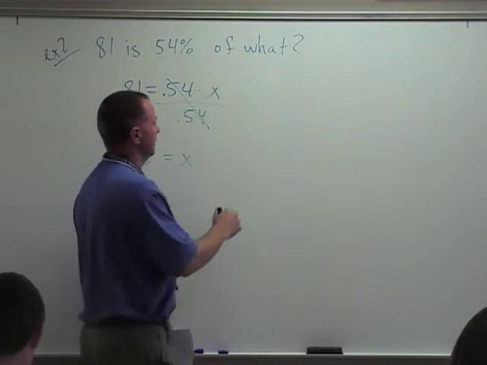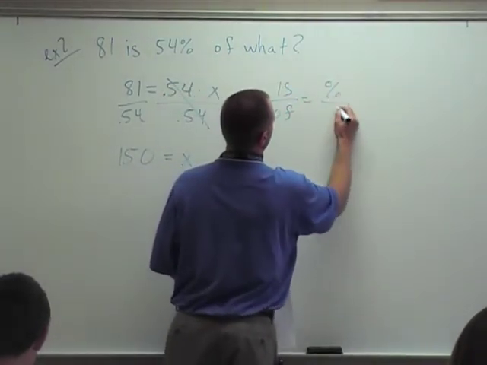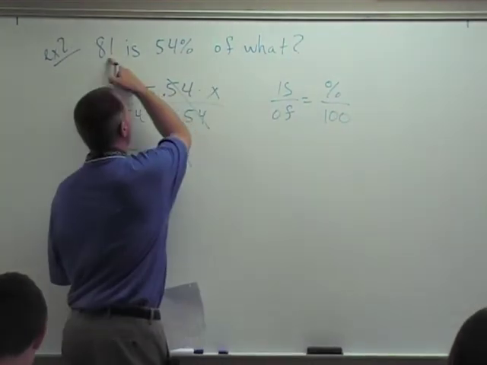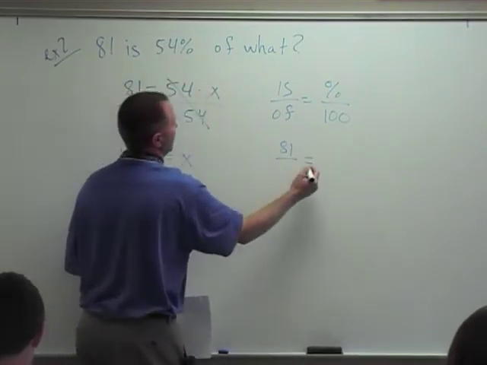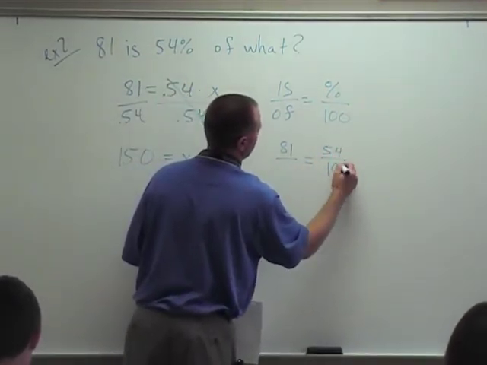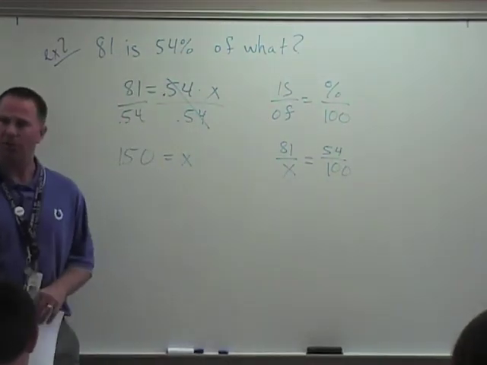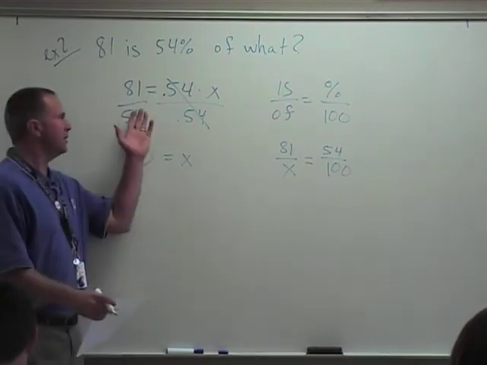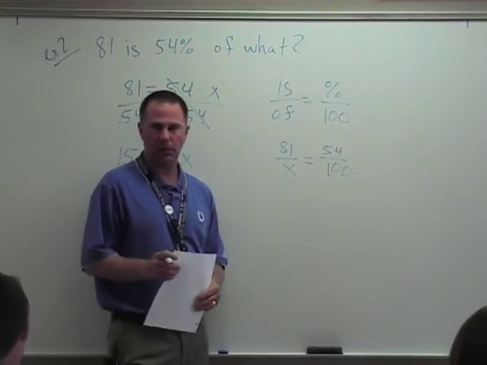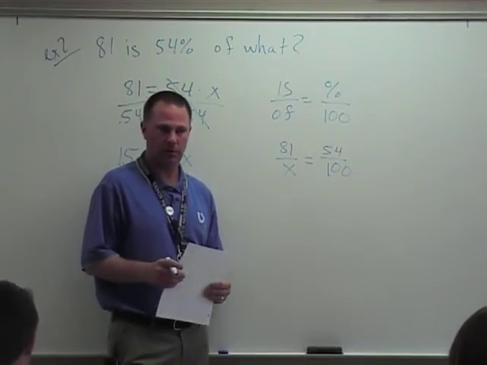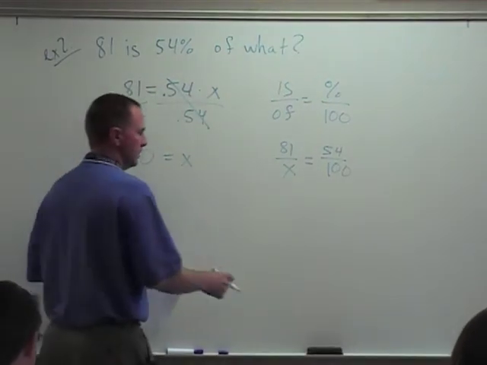All right, so we're going to do the is over of on this part. 81 is 54%. 54 over 100. Of what? And you cross multiply. So you can write it as an equation, then solve, or you can do is over of. I'm okay with you doing either. Which one do you prefer? First one.